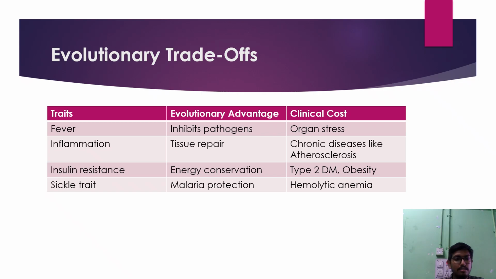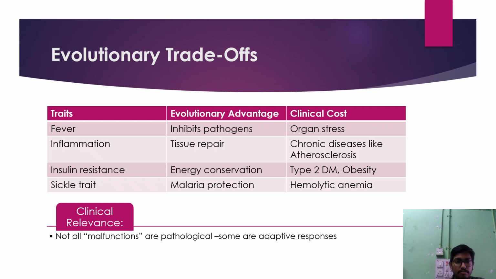Another example is the sickle trait. We know that the sickle trait helps in protection against malaria, but there is a clinical cost: the sickle trait leads to hemolytic anemia easily. Now, the clinical relevance of these evolutionary trade-offs is that not all malfunctions are pathological; some are adaptive responses.